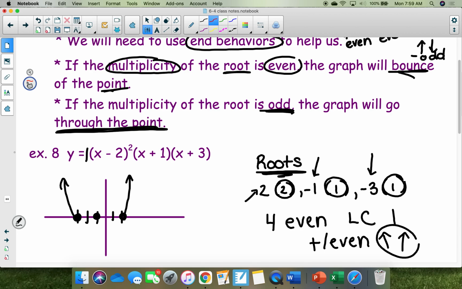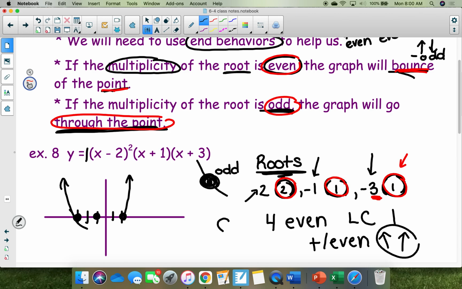So, this is the way it works. You're going to look at now these numbers. If it's an even number, it bounces off the point. If it's an odd number, it goes through the point. So let's look at the first number to the left. It's a negative 3 right here. This is an odd number. 1 is an odd number. So I'm going to go through my point. If it's odd, I go through the point. And if it's even, it's going to come here and it's just going to bounce off of it.